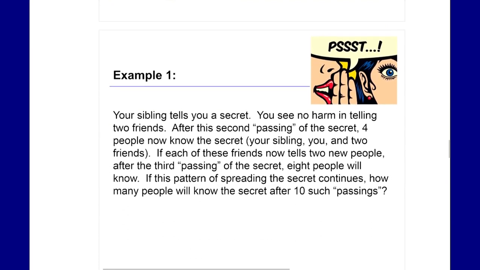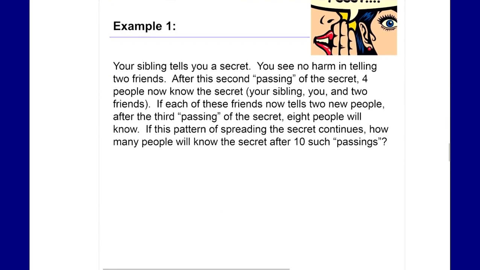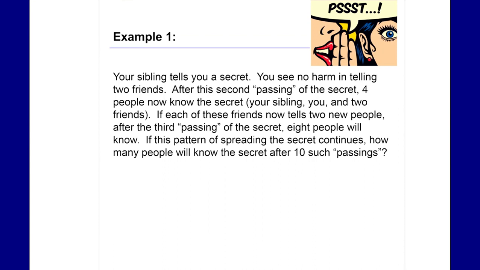So we'll go into a couple of examples. Your sibling tells you a secret. You see no harm in telling 2 friends. After the second passing of the secret, 4 people now know the secret: you, your sibling, and 2 friends. If each of these friends now tells 2 new people, after the third passing of the secret, 8 people will know. If this pattern continues, how many people will know the secret after 10 such passings?